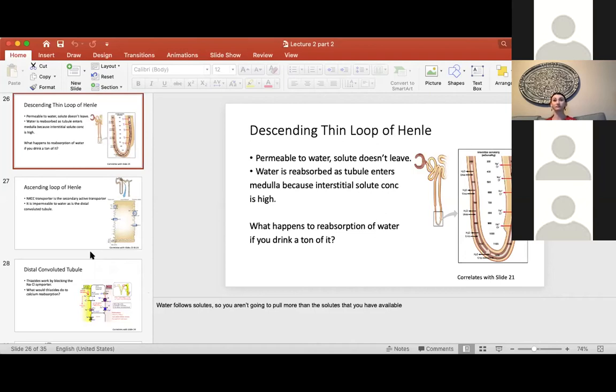Okay. Remember that water follows solutes or sodium. I usually think of sodium because that's usually the one that's discussed. But if there's going to be a great amount of solutes in something, water is going to rush into that down its concentration gradient. So you're not going to be able to pull more sodium or solutes than you have available at this loop of Henle.